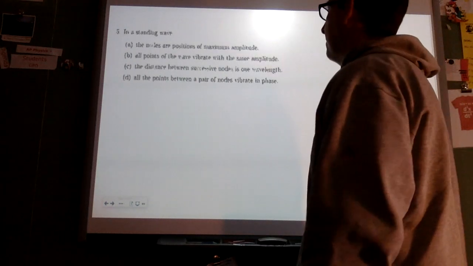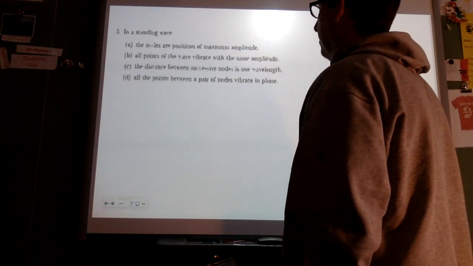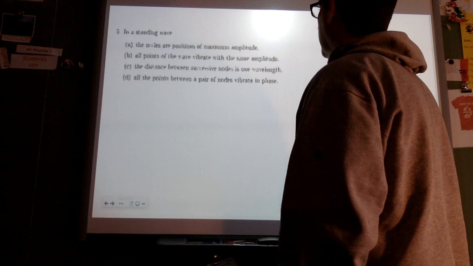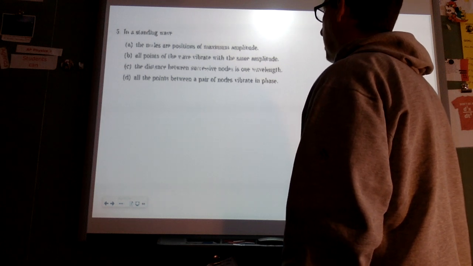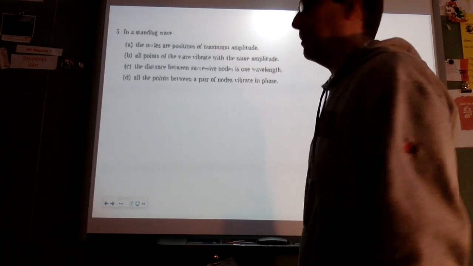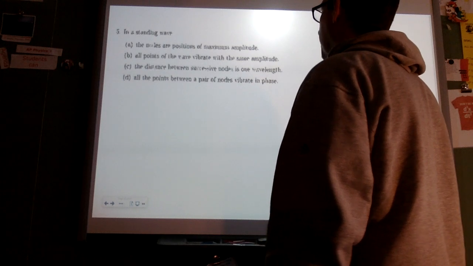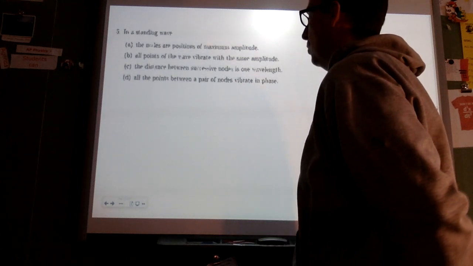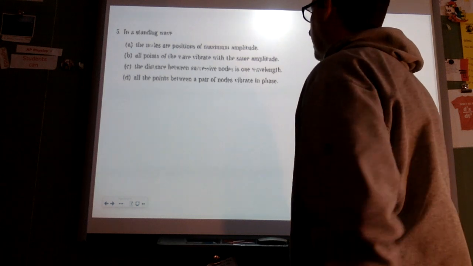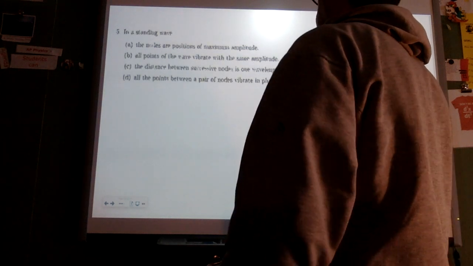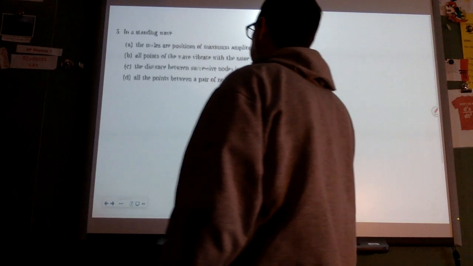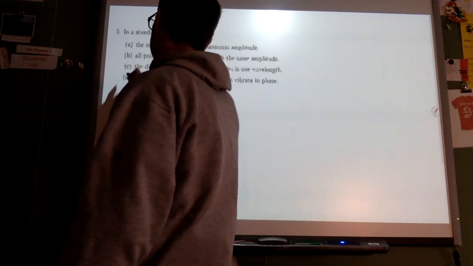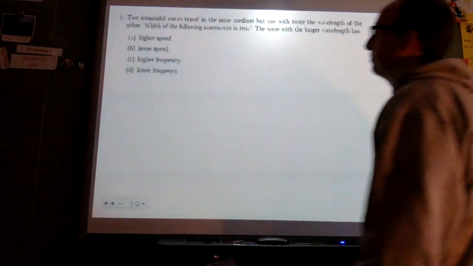In a standing wave, the nodes are positions of maximum amplitude. That's not true. All points on the wave vibrate with the same amplitude. We know that's not true from the microwave demonstration. The distance between successive nodes is 1 wavelength. No, because that would be a half a wavelength. All points between a pair of nodes vibrate in phase. Yes, it's a standing wave.